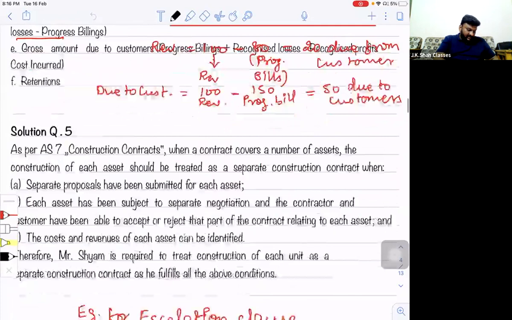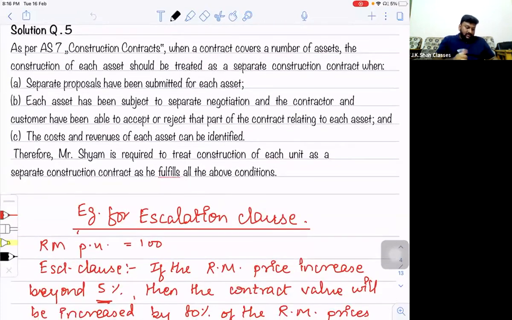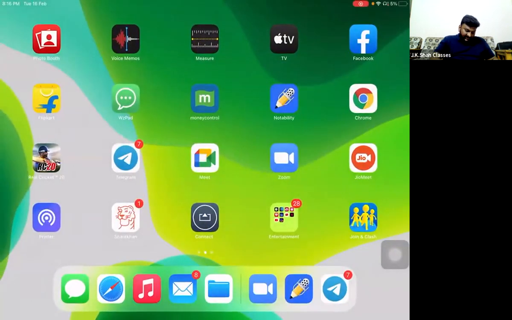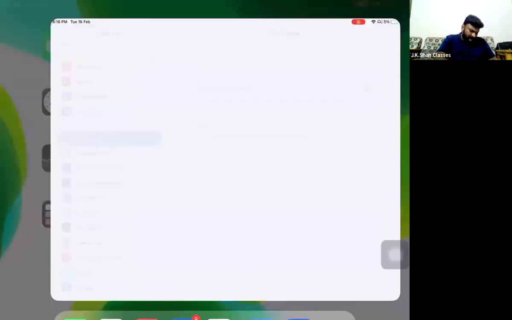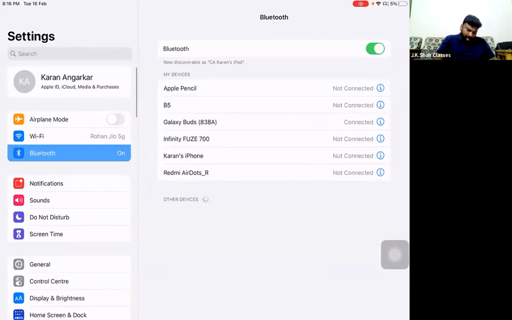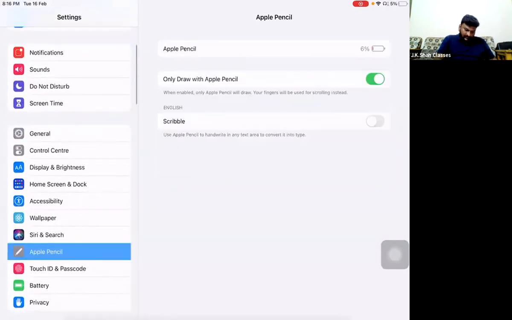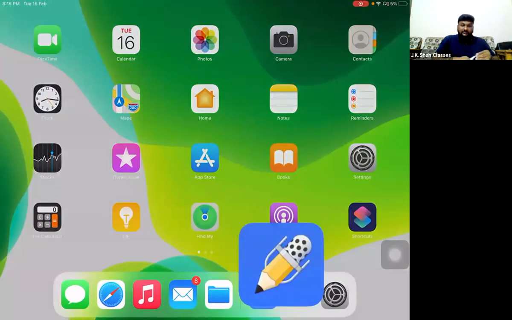So let's see what is the solution given over here. Just a minute, I'll just get this pencil connected. Just wait for a second. Yeah, sorry for the interruption.